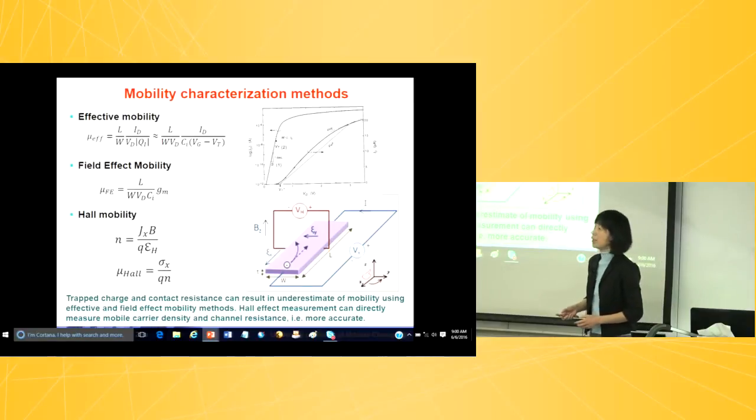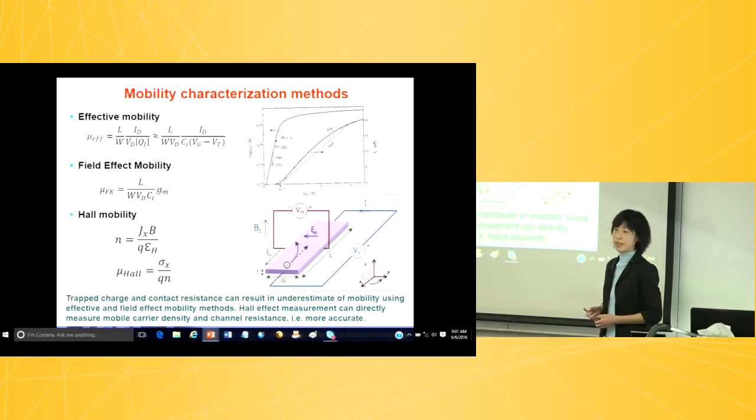First, let's look at mobility measurement. For mobilities, typically there are three different methods to extract mobility. The first two are based on transistors. They're called effective mobility and field effect mobility. Effective mobility is defined as the drain current divided by the inversion charge. The inversion charge is usually approximated by the capacitance times Vg minus Vt. So this is a large signal capacitance. Referring to this figure, it corresponds to the slope of Id divided by Vg minus Vt.